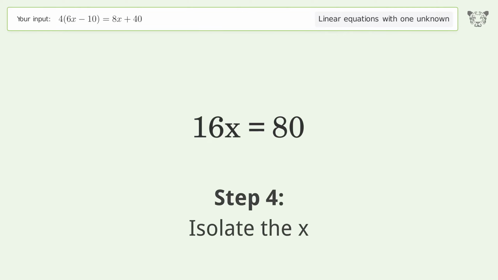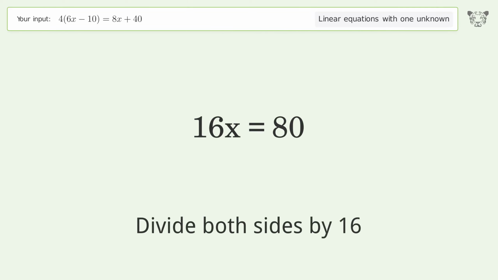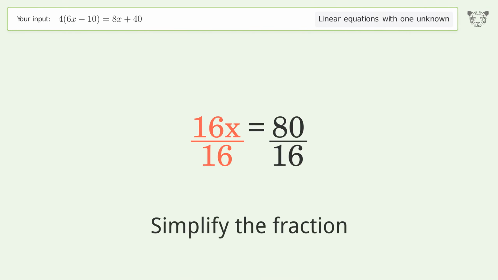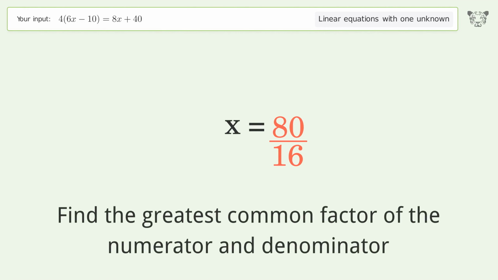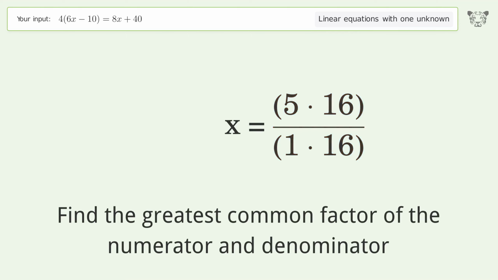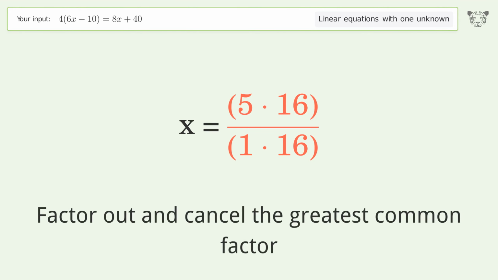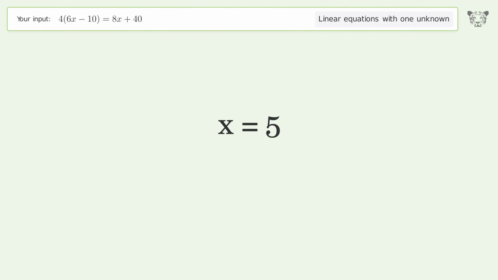Isolate the x. Divide both sides by 16. Simplify the fraction. Find the greatest common factor of the numerator and denominator. Factor out and cancel the greatest common factor. And so the final result is x equals 5.